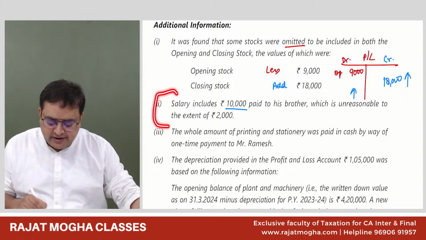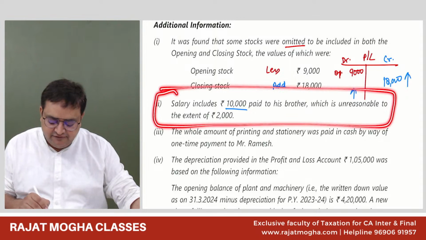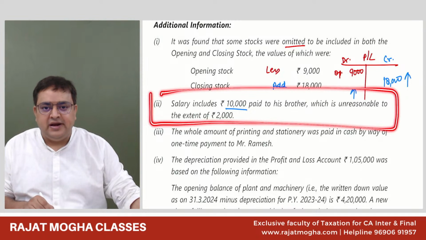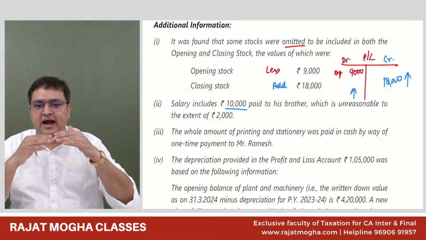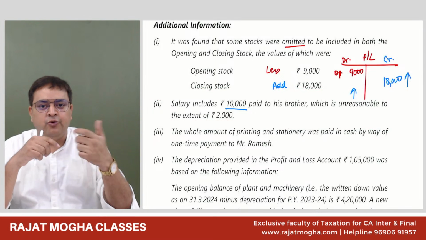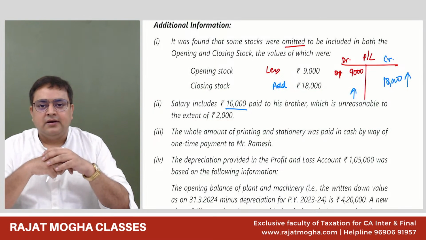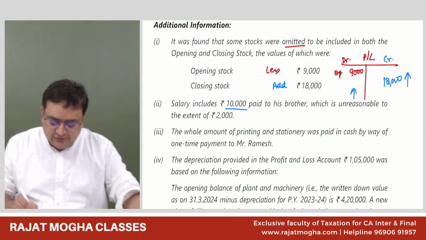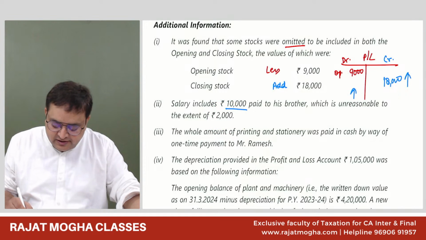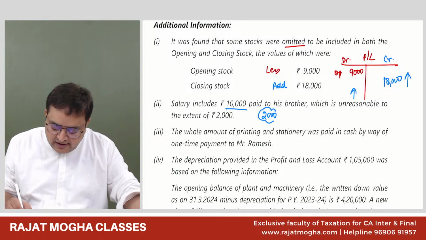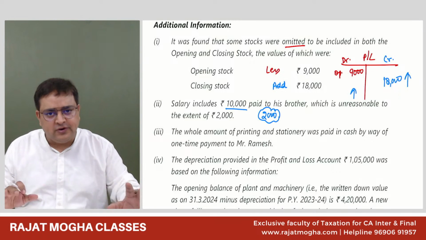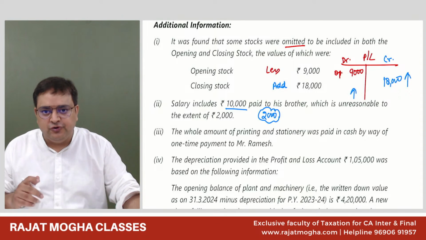Guys, what will you do over here? Disallow 2,000. We are paying to a related party. Are we paying at the fair market value or are we paying more? More. How much excess are we paying? 2,000. So you will disallow this 2,000 rupees. And this is payment to a related party. If you don't remember the section number, that's okay, but you should know the provision.